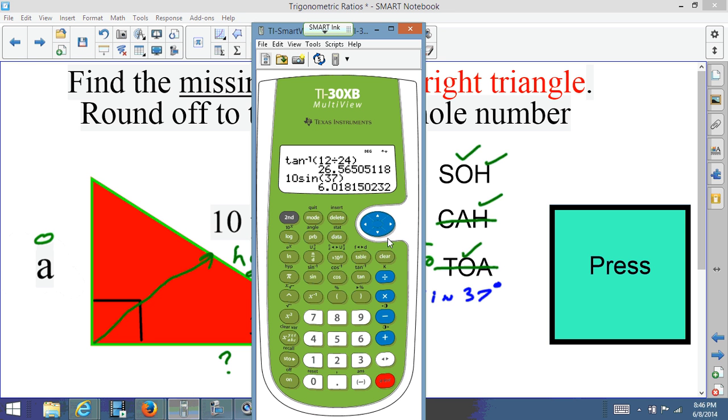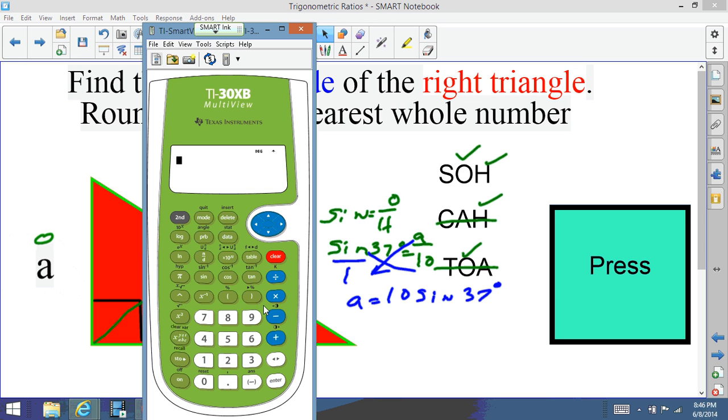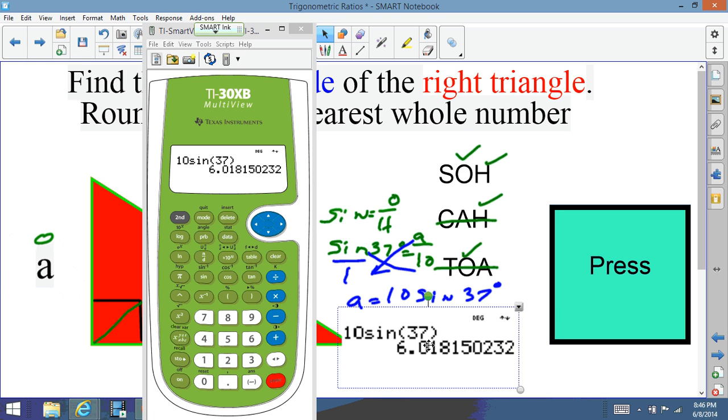So let's clear this. We have A is equal to 10, and we could say times the sine of 37, or we can just write sine. Remember, we don't have to press second because we know the angle that Sokotoa is shooting. 37, close our parenthesis, and press enter, and we get 6.0181503232. So that is the value of A.